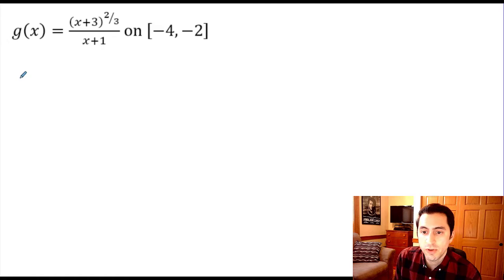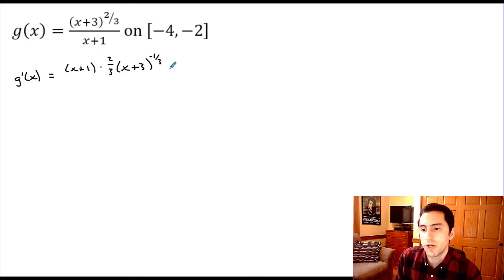So let's find the derivative. In this case, we are going to need to use the quotient rule to find the derivative. So I have the denominator times the derivative of the numerator. So that 2/3 power will come down. Then we have x plus 3. I subtract 1 from the exponent. That's going to be a -1/3 power. And I would have to use the chain rule here, but the derivative of the inside is just 1, so I'm not going to write that.